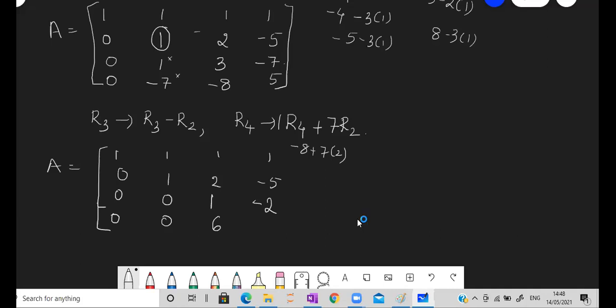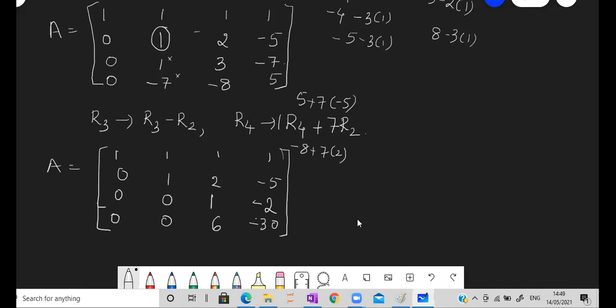I have to take an R2 element which is minus 5. This is 5 plus 7 into minus 5, how much? Minus 35 plus 5, minus 30. Minus 30. Okay. Tell me the next diagonal element.